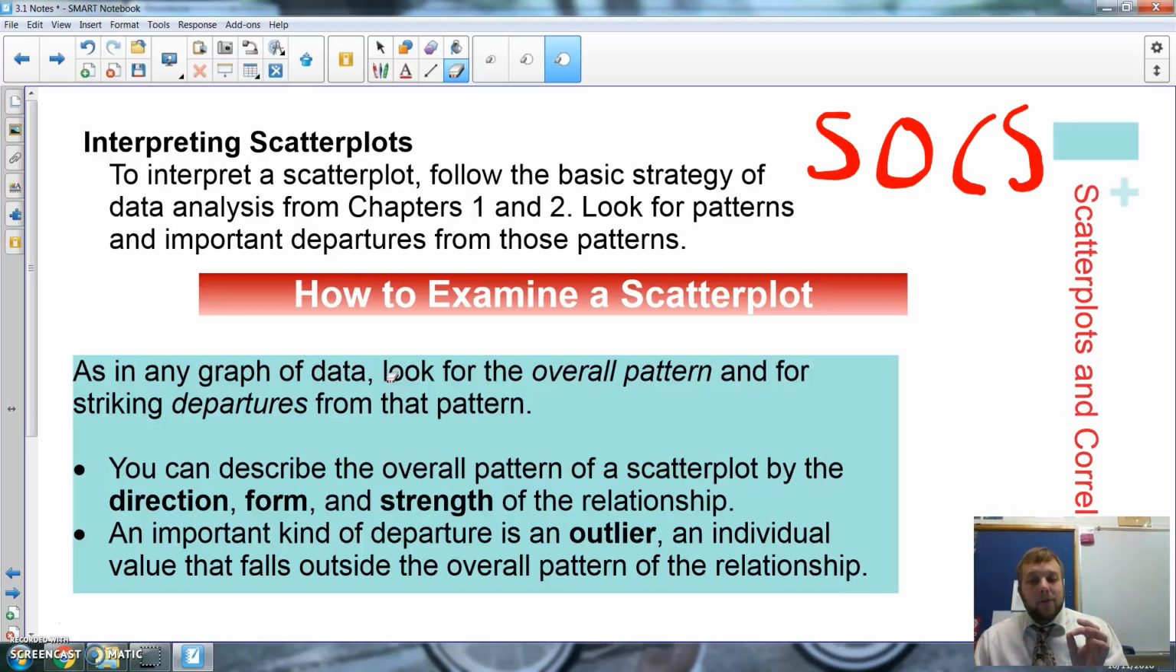With scatter plots, we're going to use a few different things, because we're messing with 2 variables, an X and a Y. Socks only is usually 1-dimensional, but now we're messing around with 2 dimensions. So we're going to look for 3 other things: direction, form, and strength.